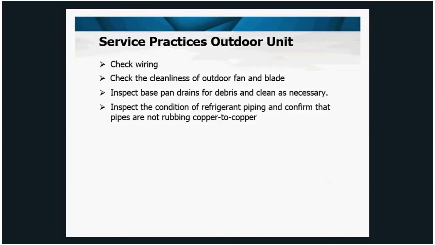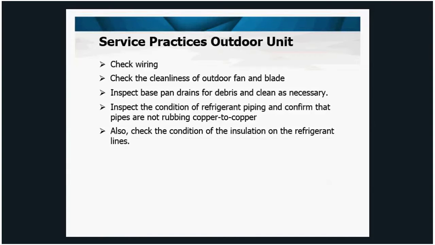You should inspect the condition of the refrigerant piping. Make sure those pipes are not rubbing copper to copper within the unit. That will cause rub-through leaks. You should also make sure that your wiring is not touching your copper tubing, because as that copper tubing vibrates inside a unit, it will literally vibrate through the insulation, and you can get a short that way.